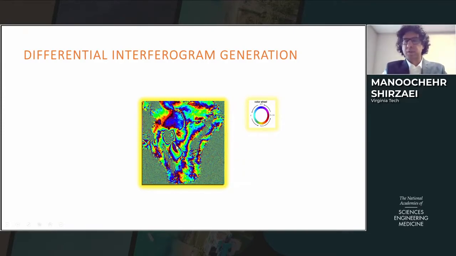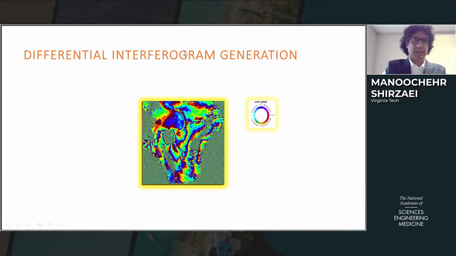But one thing that I have to remind you is that SAR observations are not vectors. So SAR observations provide us with the measurement in the line of sight of the satellite. So not vertical nor horizontal. In contrast to GPS that provides us with the 3D vector. So this is actually an opportunity that by combining the two, we are able to solve for the 3D displacement field at an unprecedented resolution and accuracy as I will show you in the next few slides.